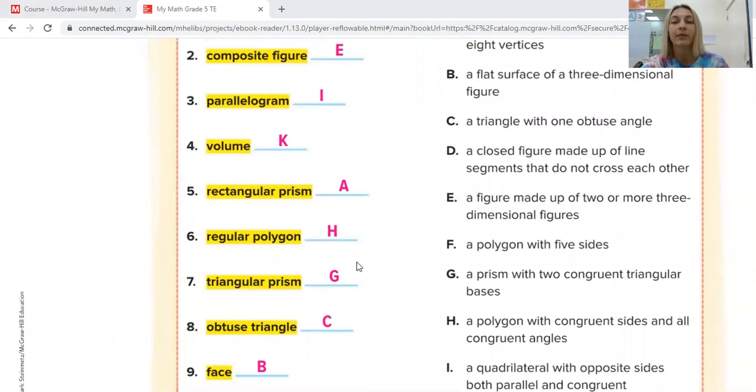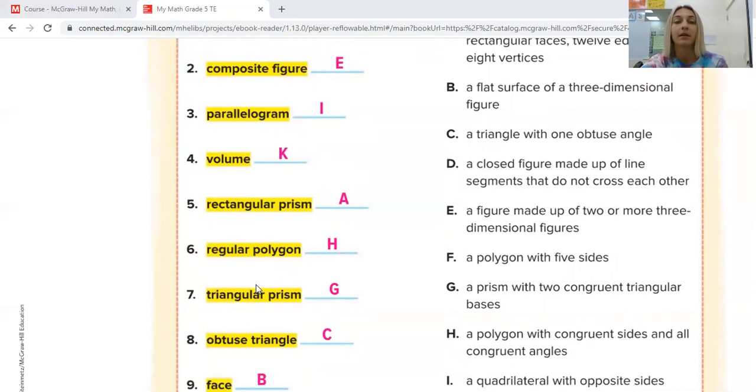Now, number 6, a regular polygon. A polygon is another word for a shape. Regular, remember, means that they have to have all congruent sides or all equal sides. So a regular polygon is a polygon or a shape with congruent sides, equal length of the sides, and congruent angles. So like an equilateral triangle would be a regular polygon because all three sides are equal and all angles are equal.